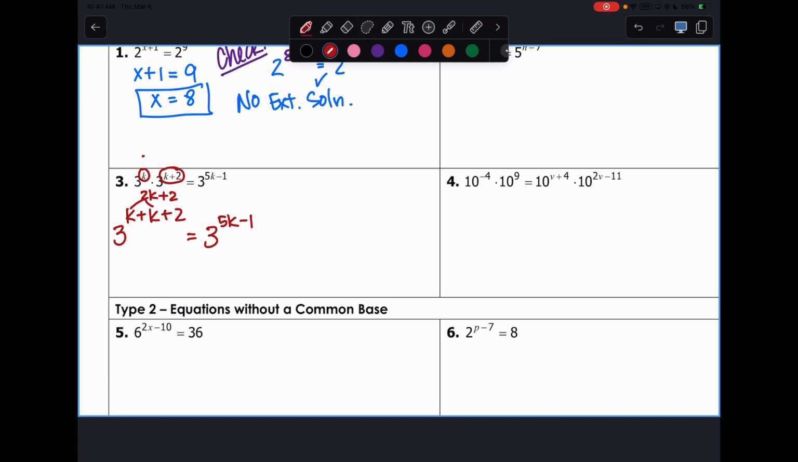So, do we have the same base now? Yep. So we get to drop those bases and just write out 2k plus 2 equals 5k minus 1. How are we doing? Subtract 2k on both sides, I get 2 equals 3k minus 1. Add 1 to both sides, I get 3 equals 3k. Then I would divide both sides by 3. I get k equals 1. How do we check?